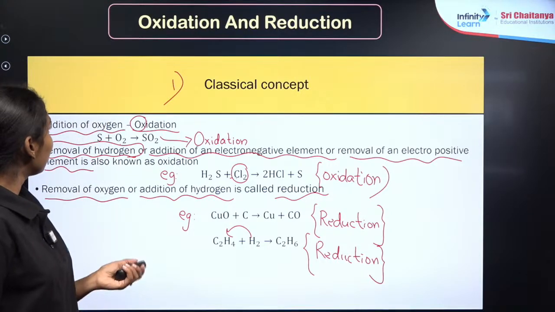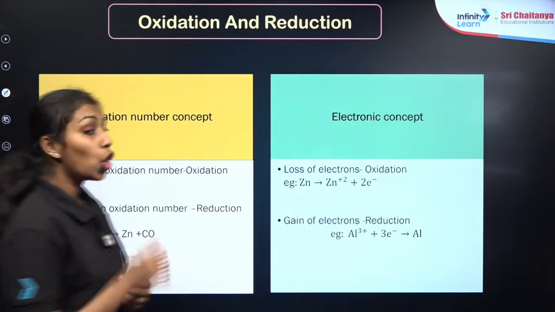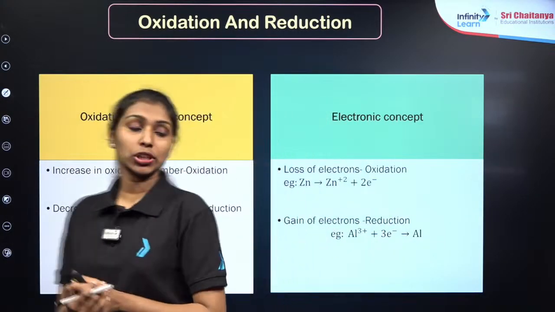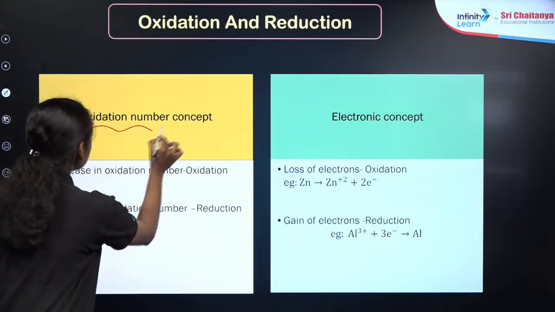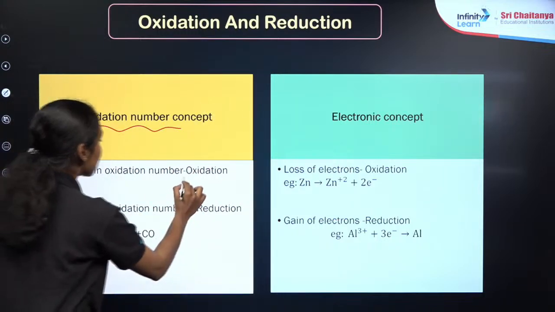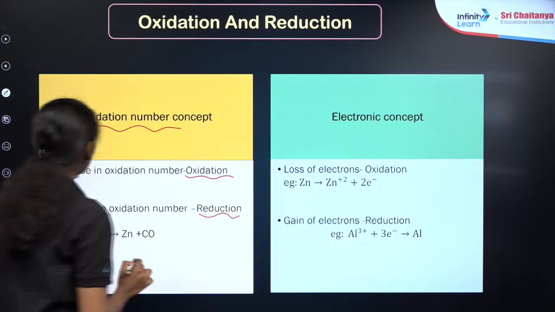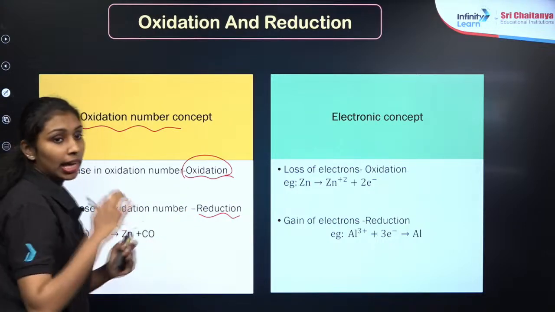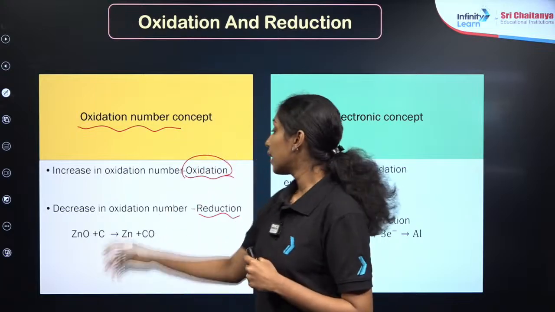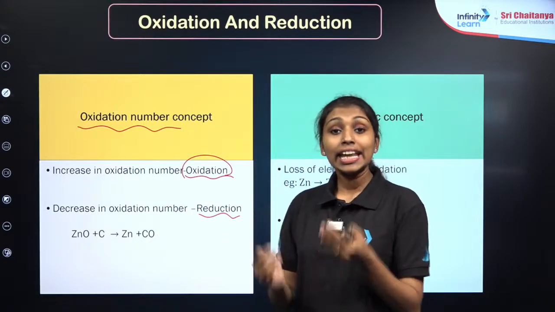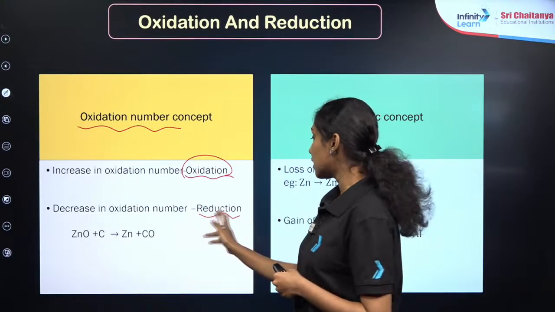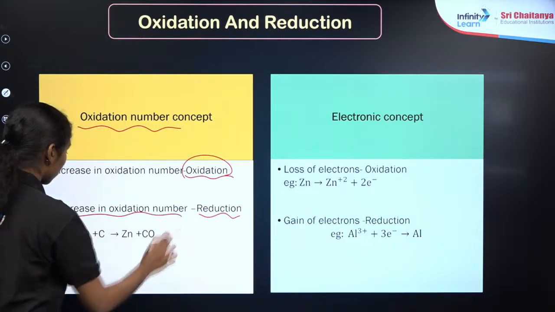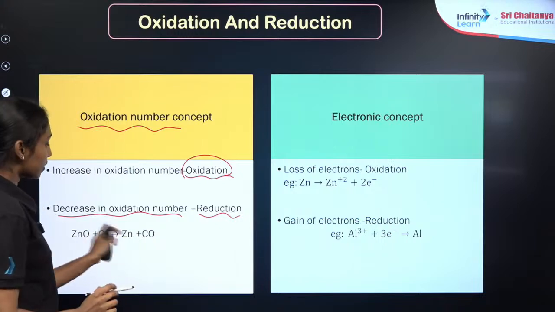Yes. Now let me move to the next concept, that is the oxidation number concept. We have already discussed the oxidation number. According to the oxidation number concept, we can divide oxidation as well as reduction into two parts. If there is an increase in the oxidation number, we will consider it an oxidation reaction. And if the oxidation number is decreasing, we consider it a reduction reaction. Clear? Let us take one example here. For example, ZnO plus C gives Zn plus CO.